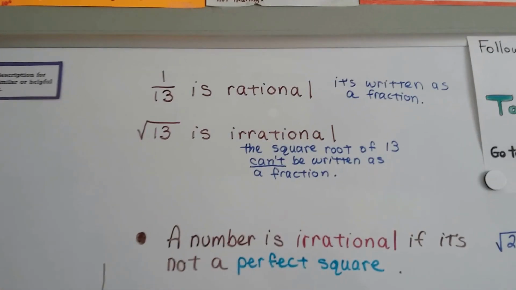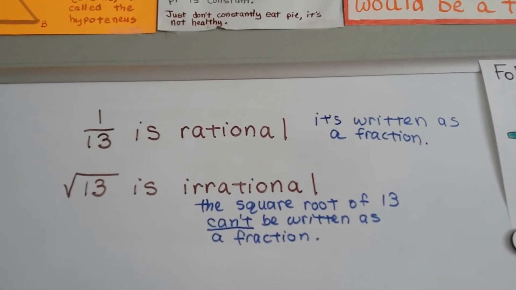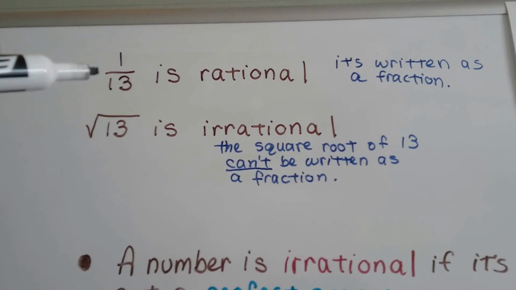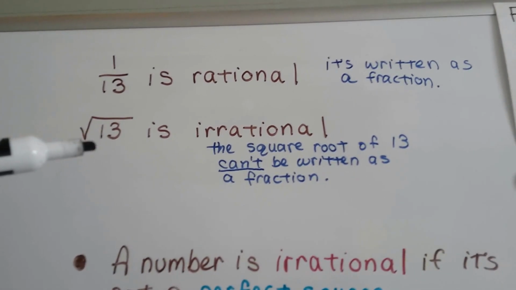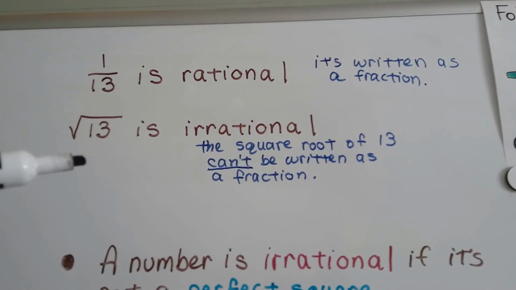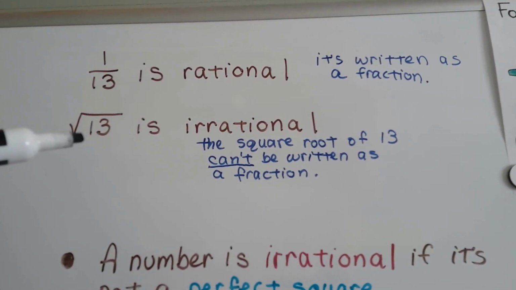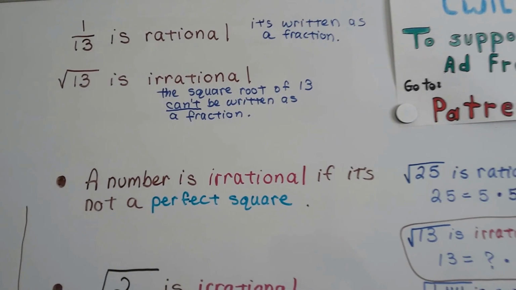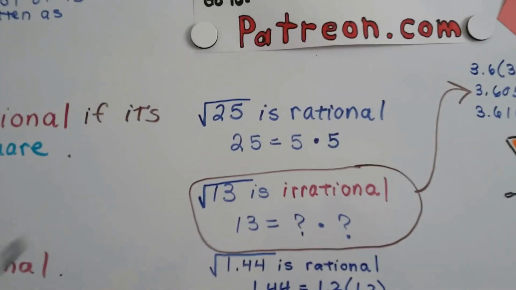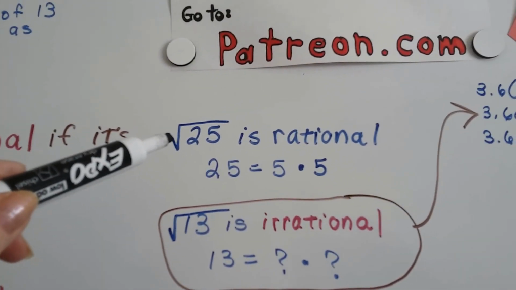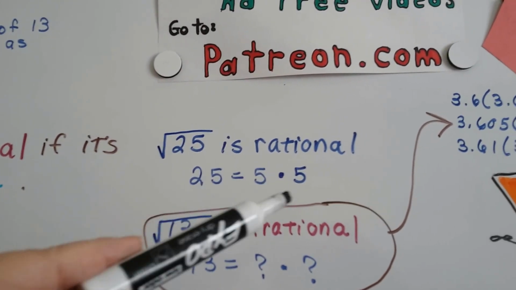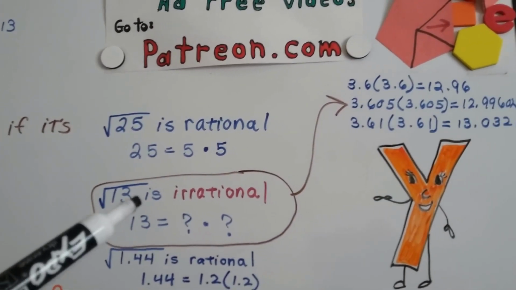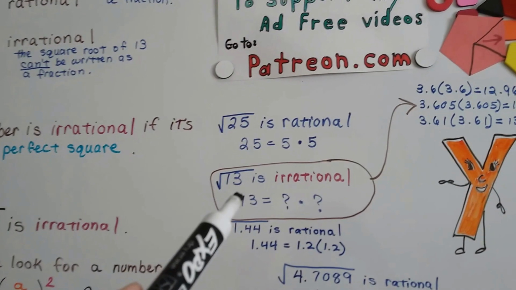When we're doing square roots and looking at whether they're rational or irrational, 1/13 is rational because it's written as a fraction. But the square root of 13 is irrational because whatever the square root of 13 is cannot be written as a fraction. A number is irrational if it's not a perfect square. So take a look at these. The square root of 25 is rational because it's 5. 5 times 5 is 25. See that? The square root of 13 is not because we can't find a perfect square for 13.